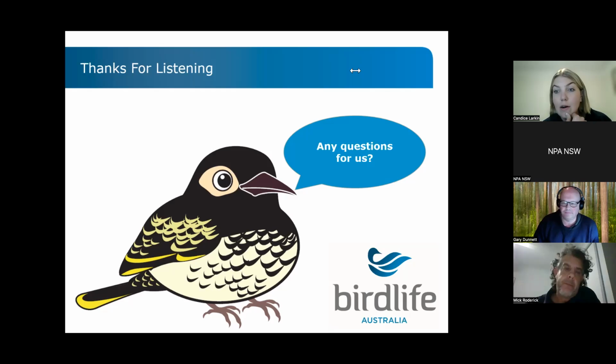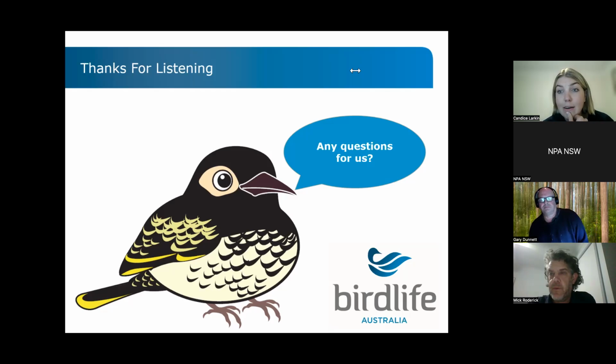Nest boxes are a bit of a tricky one as well, in terms of depends on the species essentially that you're putting the nest box in for. Are they going to use it? Some species really enjoy nest boxes. I know with owls, sometimes they won't use them at all, and it's because the microclimate of the nest box is not the same as the microclimate of a tree hollow.